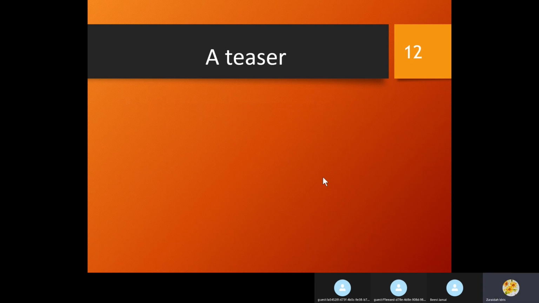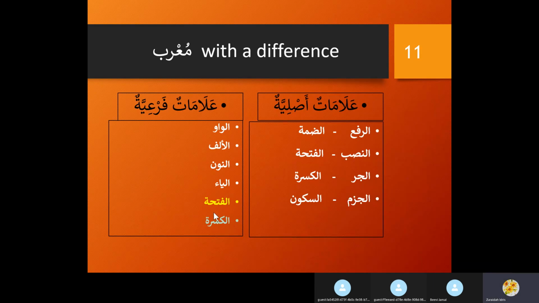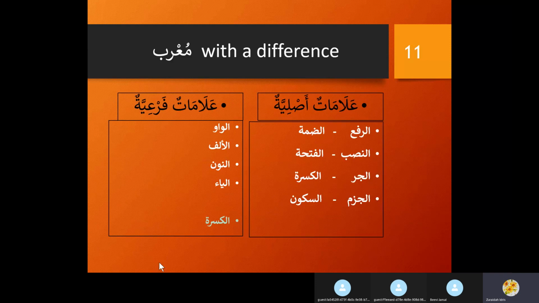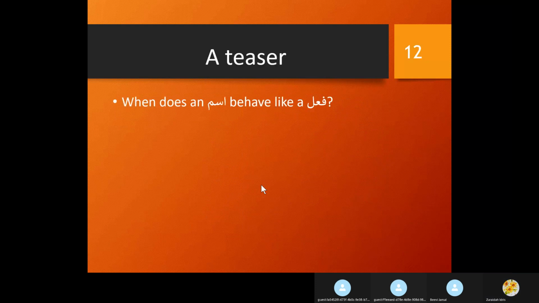I was saying to you that the one sign that we haven't dealt with is when it is a sign that is different from what we expect. And this was fatha. What we are going to go over now is this case. When an isim behaves like a fi'il, we are going to have this fatha, this alamat fatha. So this is the term that we're going to learn about, mamnu' min al-sarf.